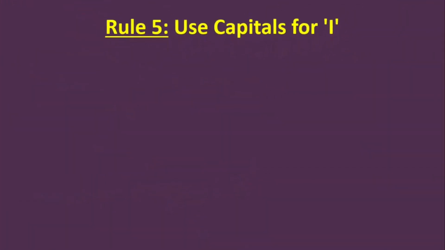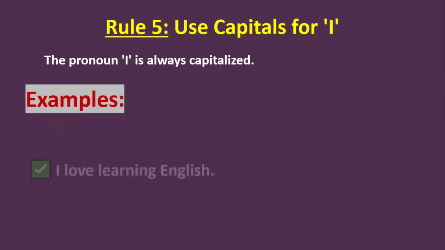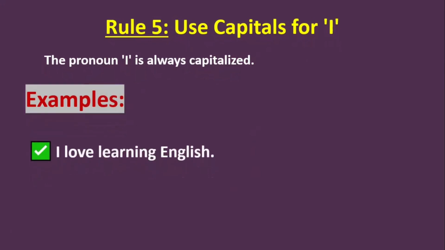Rule number 5, which is so easy, but so many students usually have lots of mistakes related to this area. The use of capitals for I. When you use I, which means I'm talking about myself, in this case, you have to capitalize the I anywhere you see it. So you say, I love learning English. This I is usually capitalized. So whether it comes in the beginning, in the middle, or at the end, anywhere in the sentence, it needs to be capitalized all the time.